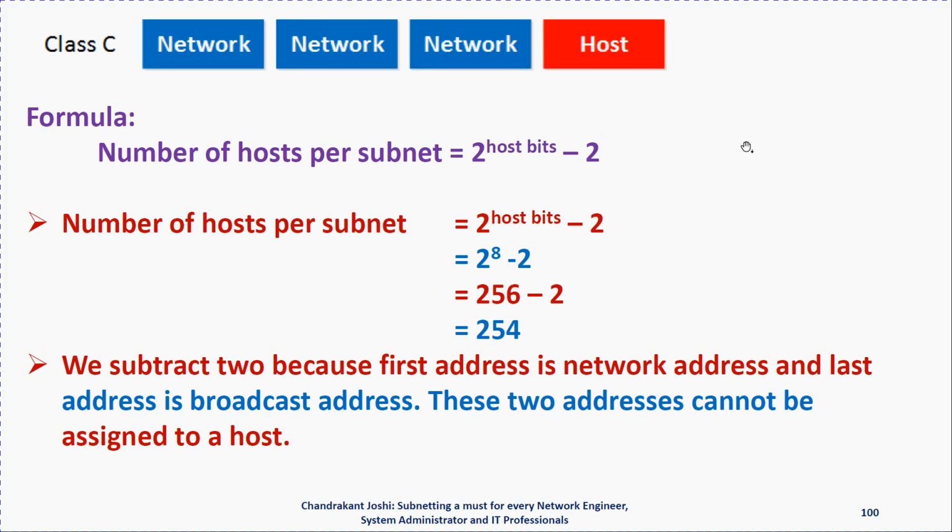Let us see class C. The class C structure is network network network host. It means 8 bits for the hosts. The formula remains same, and this time it is 2 power 8. So 2 power 8 is 256, and then it becomes 254 after subtracting 2. So we can say that for a class C default subnet, there can be a maximum of 254 hosts per subnet.